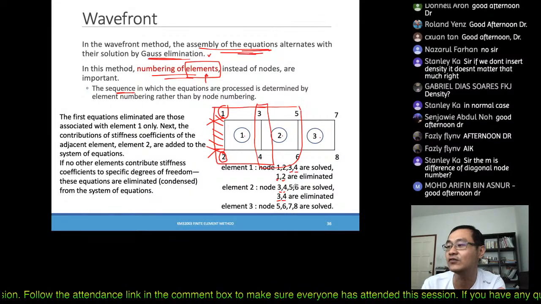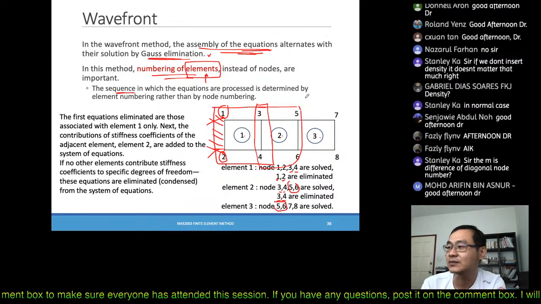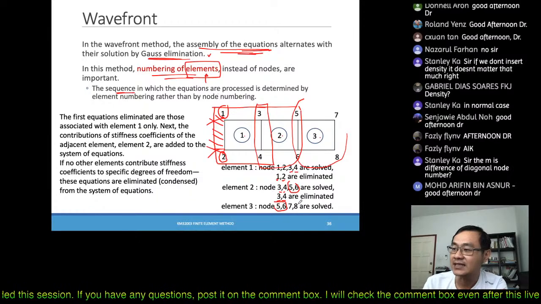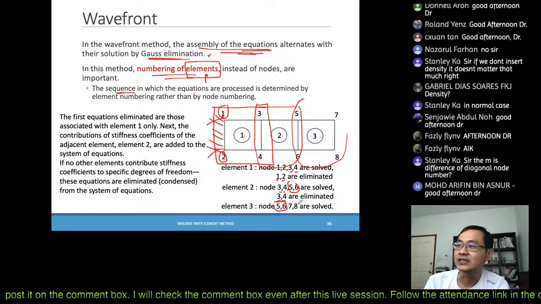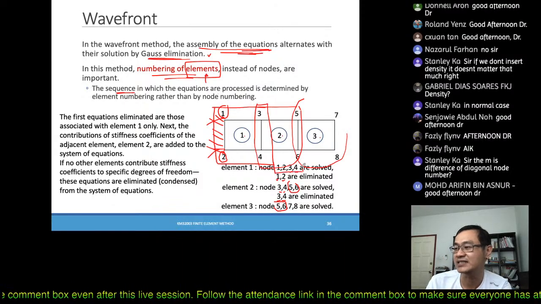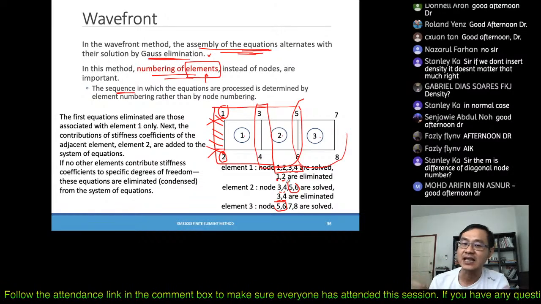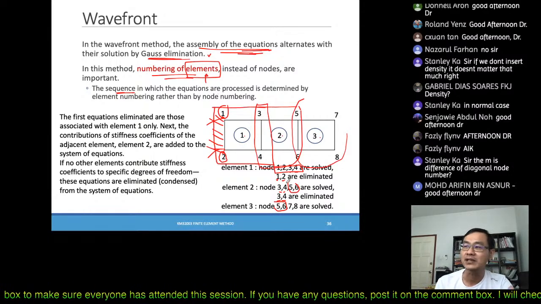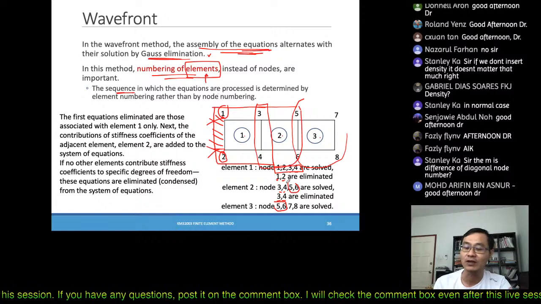We can eliminate 3 and 4, leaving 5 and 6. Okay, then 5 and 6 remain here, right? Then we solve it accordingly. So you can see that the size of the assembled equations is actually limited to maybe 4 nodes in this case, right? So that is how we can save or simplify the solution. Instead of loading the whole matrix, we will solve it according to this. Okay, we call it the wavefront method.